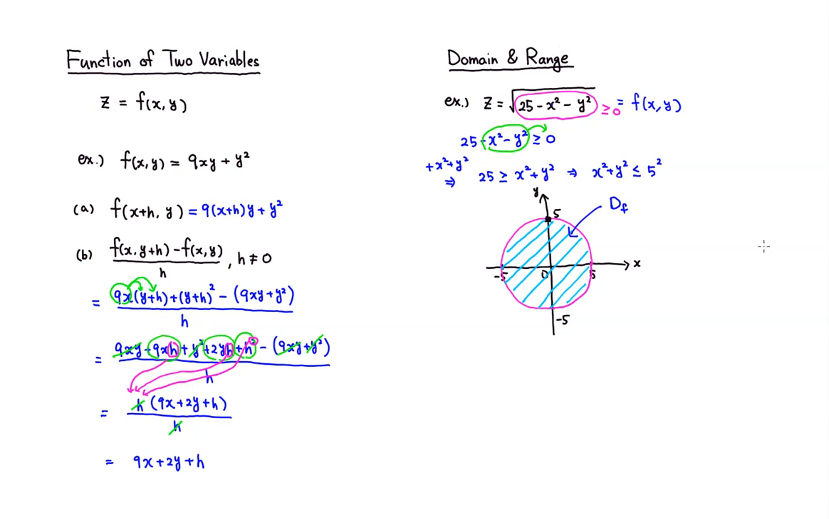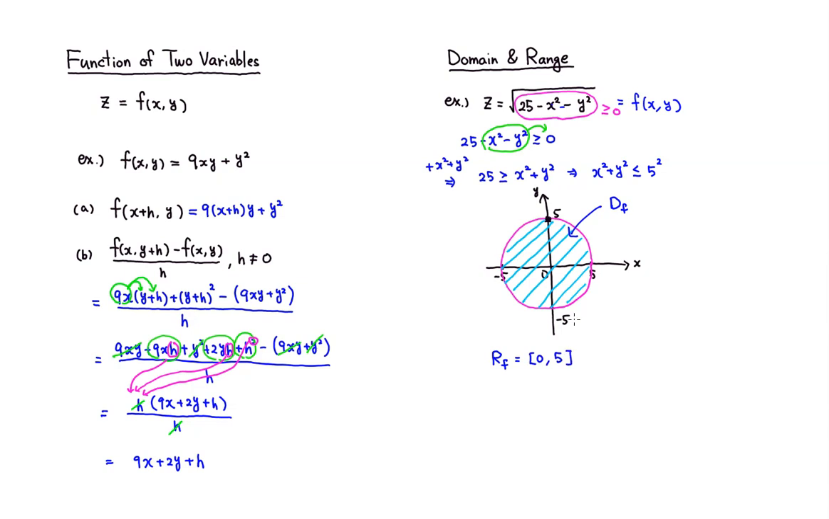And the largest: the biggest value you can get out of 25 minus x squared minus y squared, because you're always subtracting a non-negative value, is when we're subtracting 0, so it's 25. So the square root of 25, which is 5, is going to be the largest possible value. So the z value is always between 0 and 5. That is going to be the range. So the range of this function starts from 0, and 5 is the largest possible.